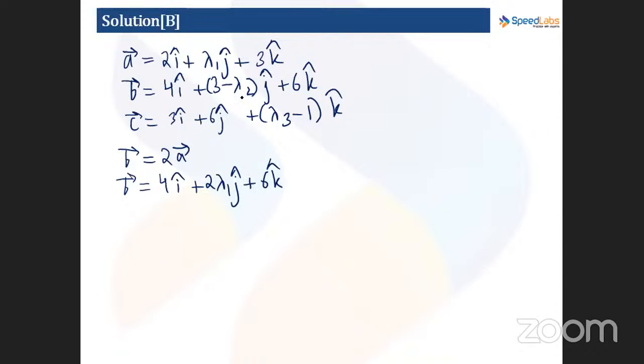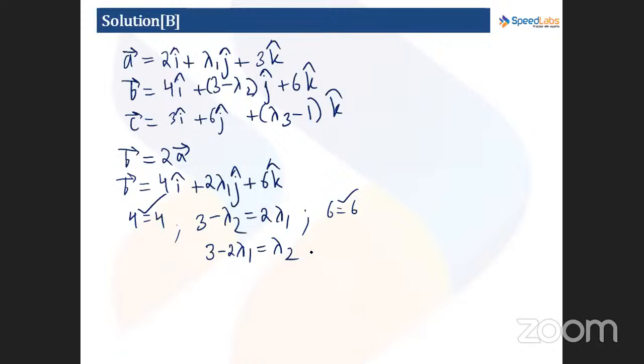Now B vector is already given as this. So if I compare these A, B, C in both these B vectors, I'll get 4 is 4. Okay, well that's fine. 3 minus lambda 2 will be equal to 2 lambda 1 and 6 is equal to 6. Okay, so now 3 minus 2 lambda 1 will be equal to lambda 2.